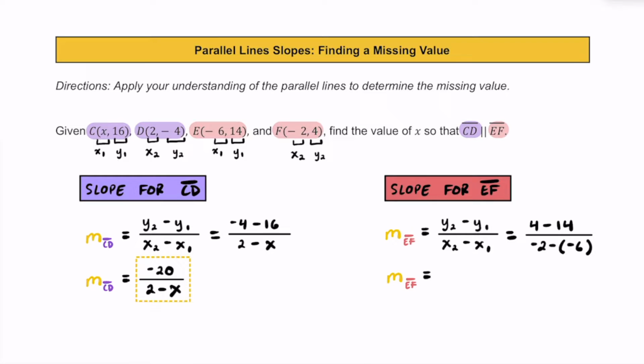And then if we simplify the numerator and denominator, 4 minus the 14 is going to be -10 on top, and then -2 take away -6 is going to be a +4 on bottom. Cleaning this up just a little bit more, we can divide the top and bottom by the GCF of 2 and just say this is going to be -5 over +2. This is going to be the slope for line EF.